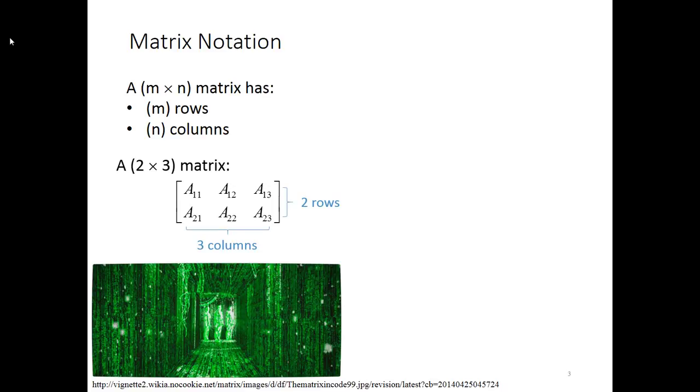Let's get started with some matrix notation. So first of all, the terminology of an m by n matrix means the first number represents the number of rows in the matrix, and the second number represents the number of columns. So a 2 by 3 matrix would have 2 rows and 3 columns, as shown.